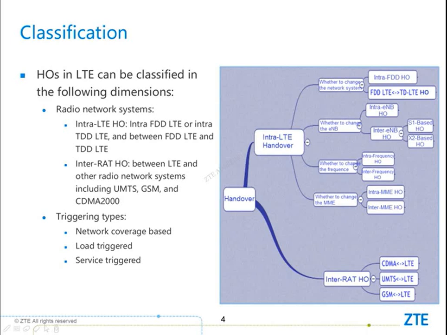Handover can also be classified by the triggering types. The first type is network coverage based. I think it is a very normal type. That means if the UE moves to a new coverage, it needs handover. The second is load triggered. That means if the network finds there is a high load, it also needs handover. The third is based on the service. That means different services have triggered handover.